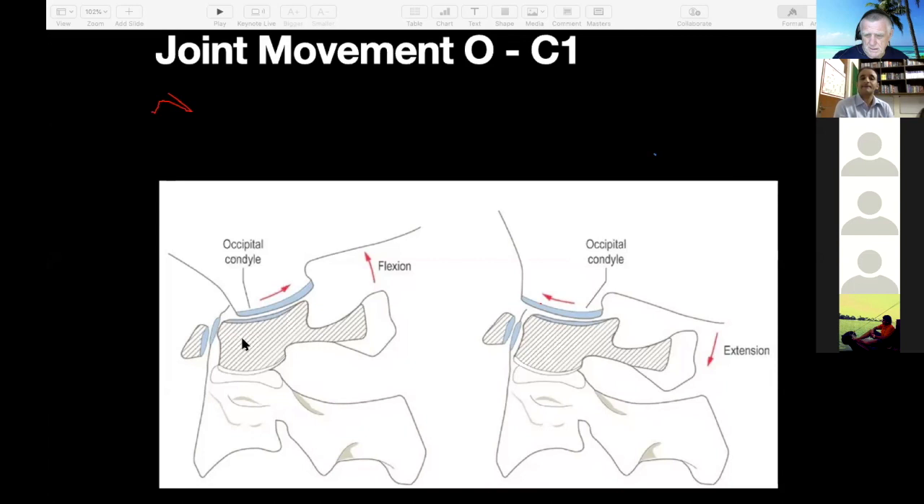Whenever the occipital condyle goes posterior, that means the neck is flexing, and the condyle in itself pushes C1 anterior. Exactly. And that is why when you flex, the atlantodental distance increases, because C1 is just moving in front.